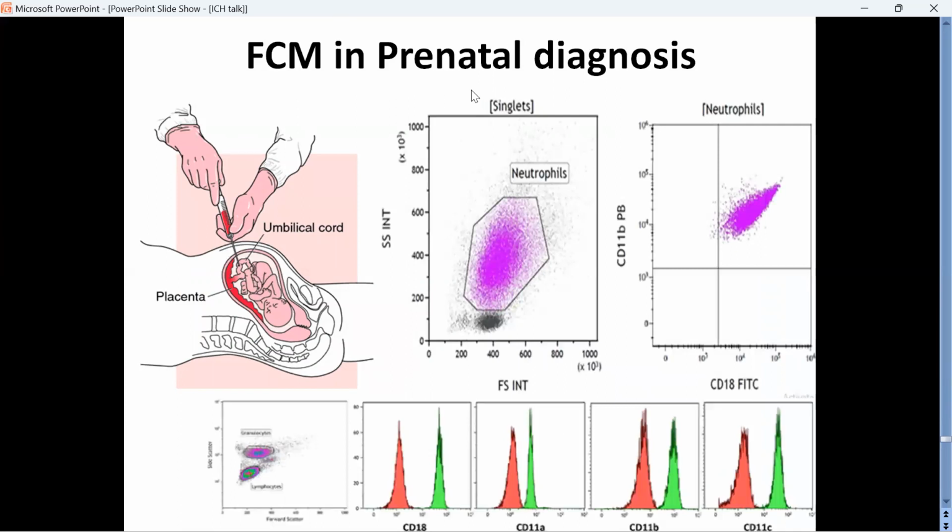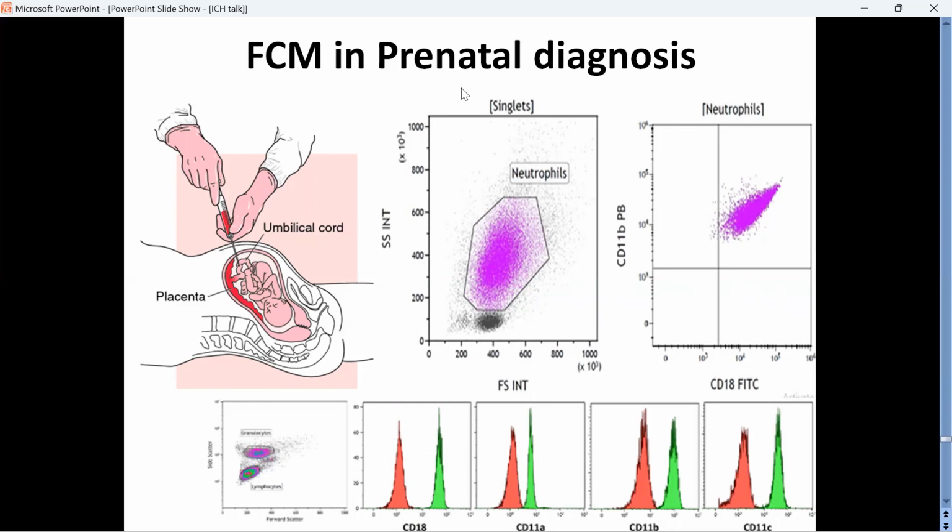This is a case where cord blood was sent. The previous child had a leukocyte adhesion defect, and the sample was sent to us. We processed the cord blood sample for flow cytometry and found the neutrophils showed normal expression of the CD18 and CD11b complex, and hence LAD was ruled out. So flow can also help in prenatal diagnosis, but not in all PIDs.